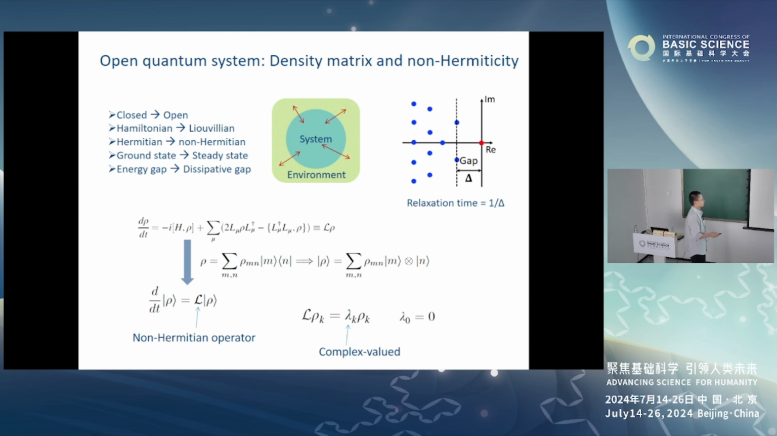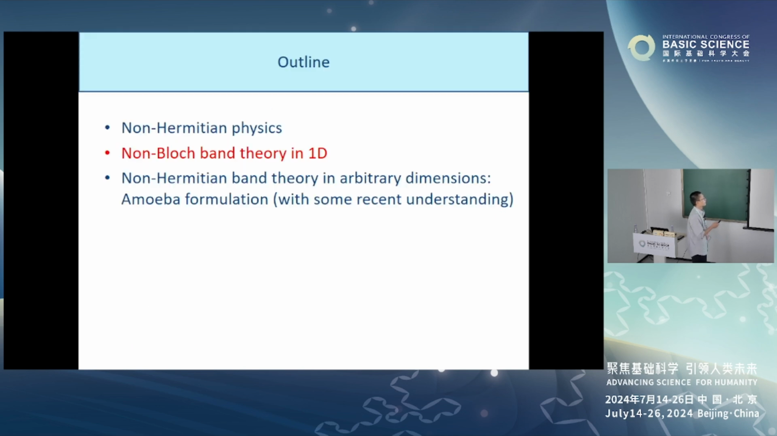So the key point is that for this open quantum system, what we are studying is a non-Hermitian operator that generates the time evolution. So it has complex eigenvalues. All the features are very different from what we do in closed systems. And in this talk, we are mainly focused on the band theory. So first of all, let's start from one dimension.